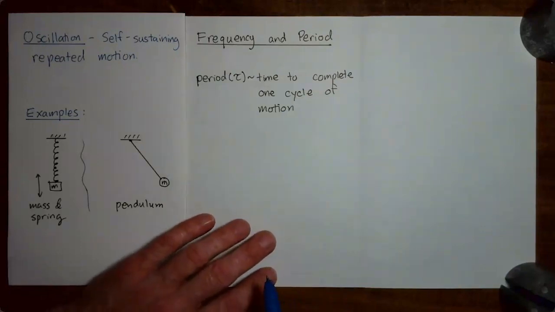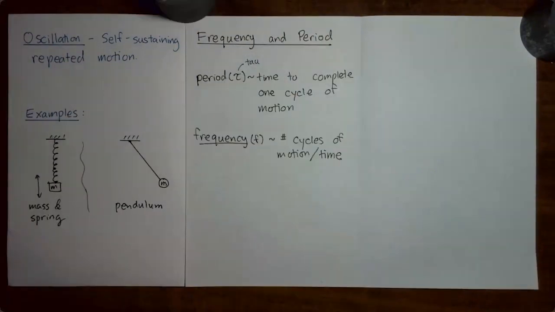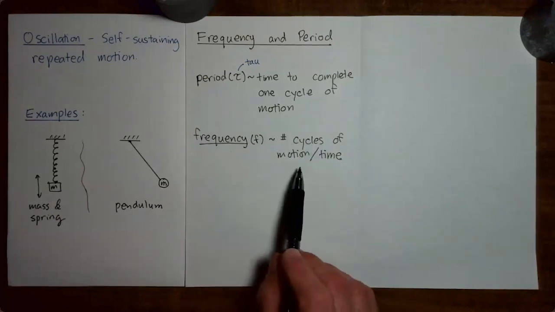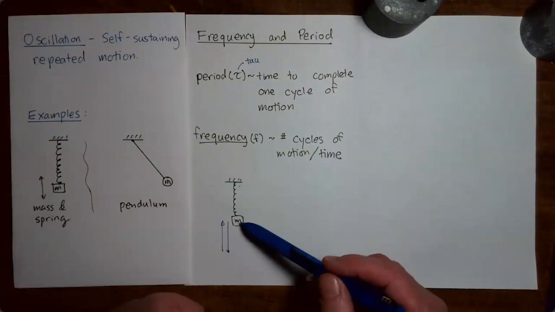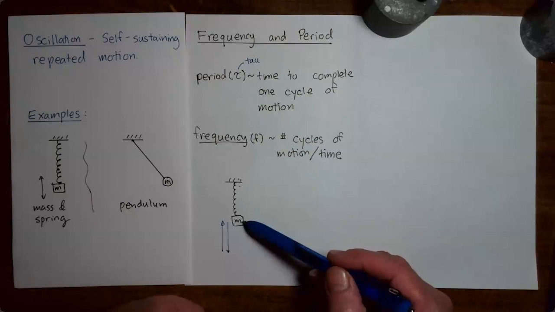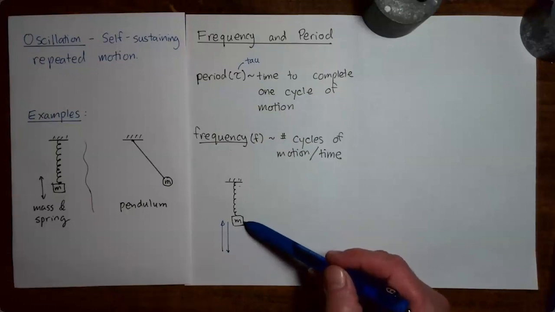The symbol we use for the period is this symbol here, which is the Greek letter tau. The other quantity I wanted to introduce you to is the frequency of oscillation. The frequency of oscillation is the number of cycles of motion per time. As an example, let's say that we have a mass oscillating at the end of a spring, going down, up, down, up, down, up, down, up. Each time the mass starts at the top of its motion and then goes down and then back up, returning to the original position, that would be one cycle of motion.